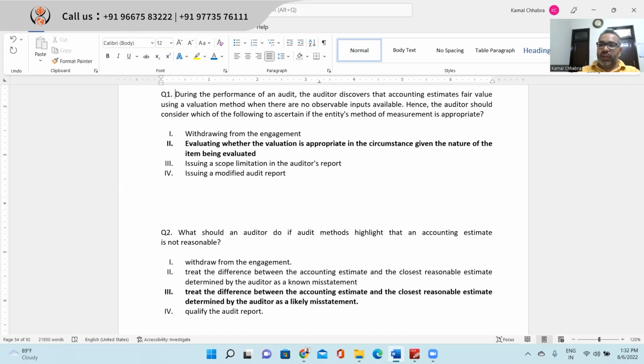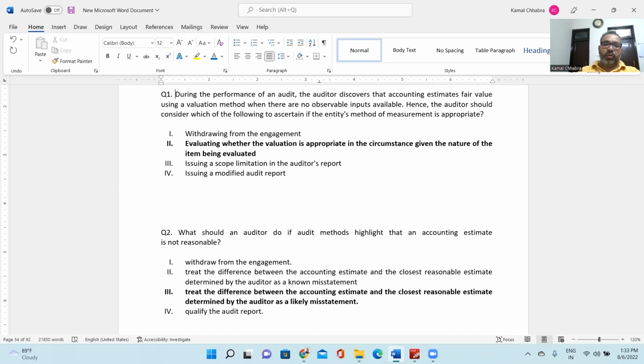First is withdrawing from the engagement. Second is evaluate whether the valuation is appropriate in the circumstances given the nature of the item being evaluated. Third, issue the scope limitation in the audit report. Fourth, issue the modification in the audit report. What are you going to do? Will you do modification, disclaimer, or withdrawal, or are you going with the evaluation? Sir, evaluation. Because observable market is the most preferred one, if it's not available, then we will evaluate the second. Right.